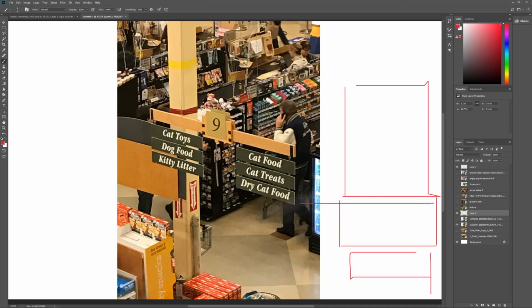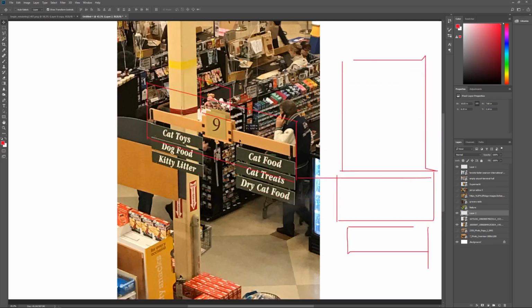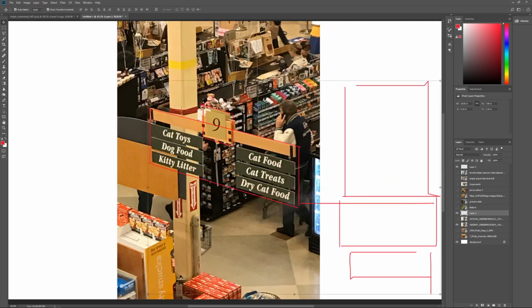We can even see by the design of this sign that they've established a hierarchy. They have the primary information: this is aisle 9, there are 10 aisles. This is our primary piece of information, how we get around the store. Below that, the secondary information is what's on aisle 9. We have cat food, cat treats, dog food, kitty litter, all of that. So right here, we have two examples of hierarchy.